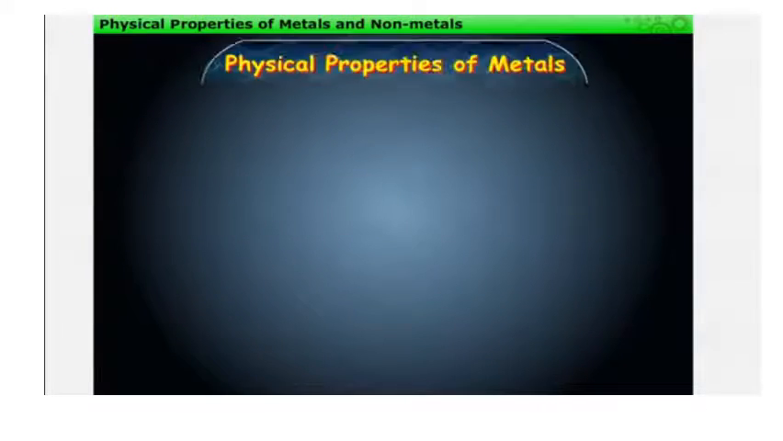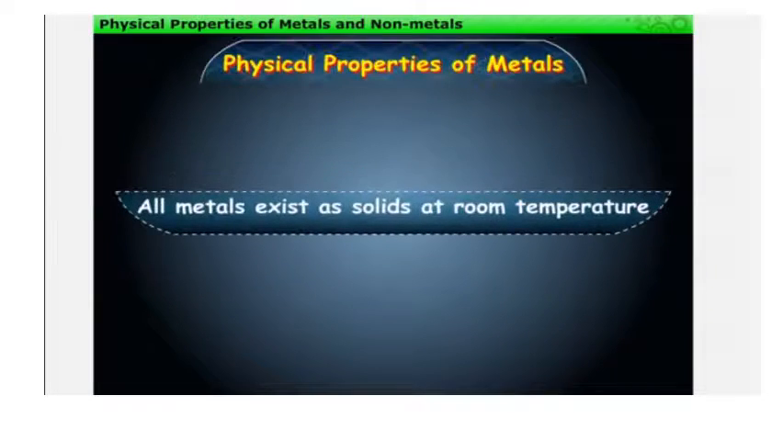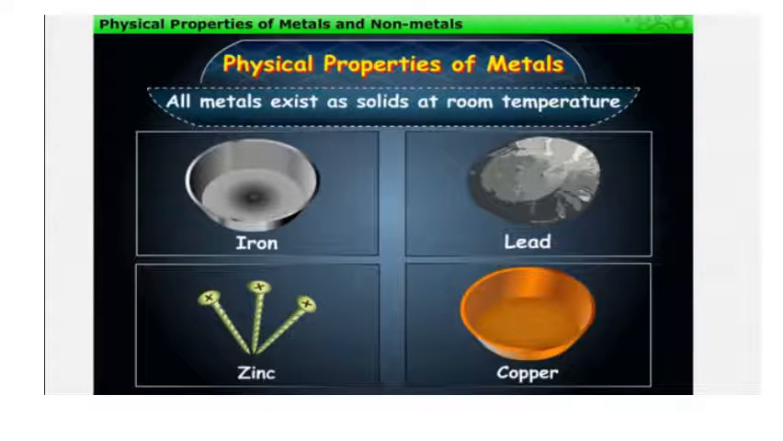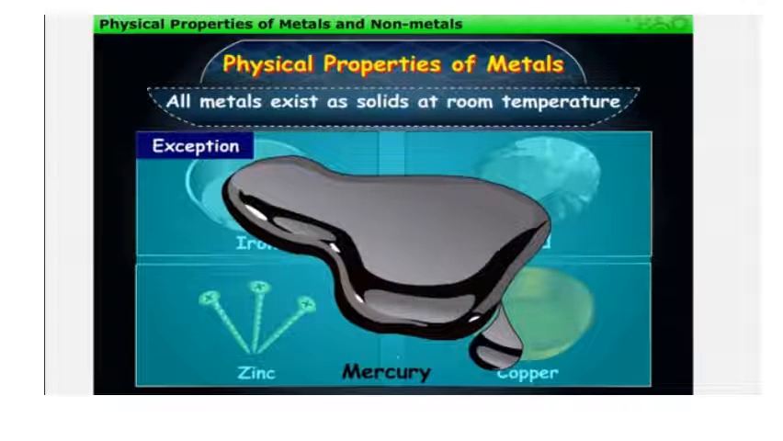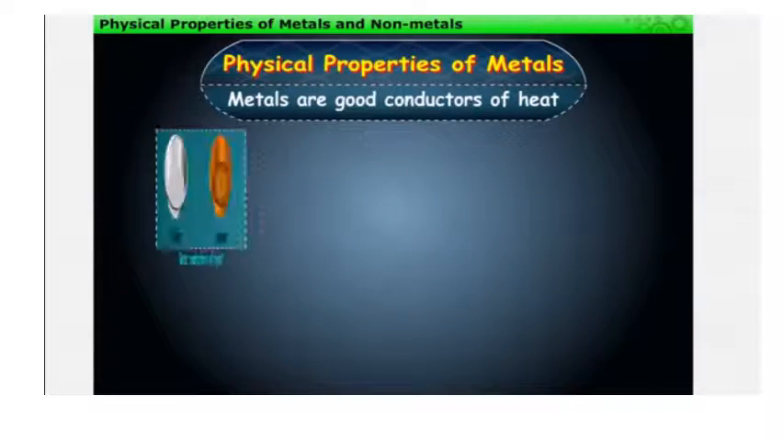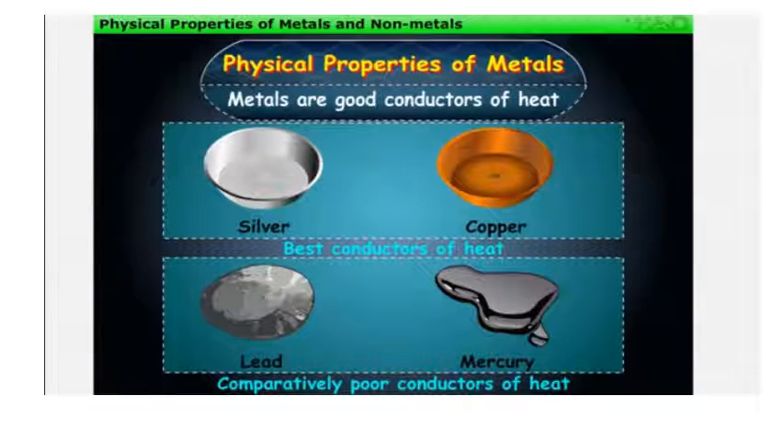Physical properties of metals and non-metals. Let us discuss the physical properties of metals. All metals exist as solids at room temperature. Example: iron, lead, zinc, and copper. Mercury is an exception. Metals are good conductors of heat. Silver and copper are the best conductors of heat, whereas lead and mercury are comparatively poor conductors of heat.